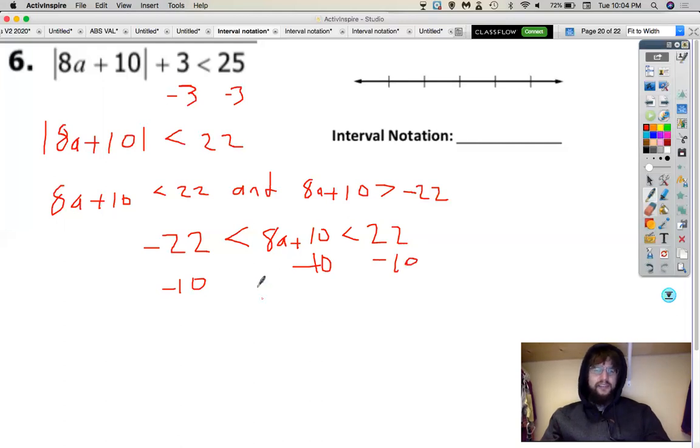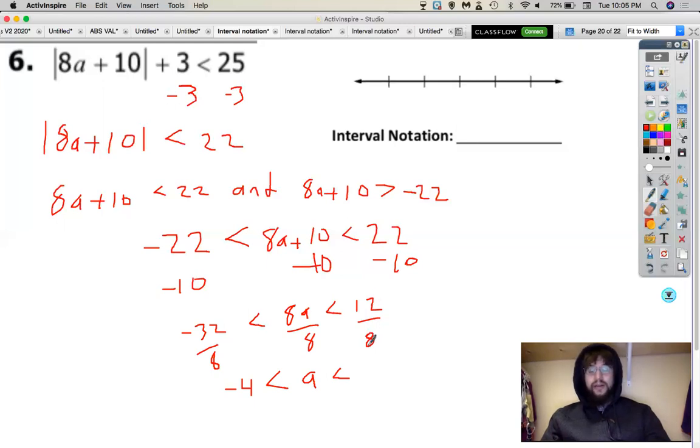Solve for a, in this case, negative 32 less than 8a less than 12. Divide by 8, divide by 8, divide by 8. Negative 4 less than a less than 3 halves. They both got a 4 in them. You can use a calculator if you really want to. You probably should. 3 halves though, that's 1.5. If you put it as a mixed number, 1 and a half. That's right there between 1 and 2. So I'll stick negative 4 over here. And you know what? You can just do this, 3 halves.